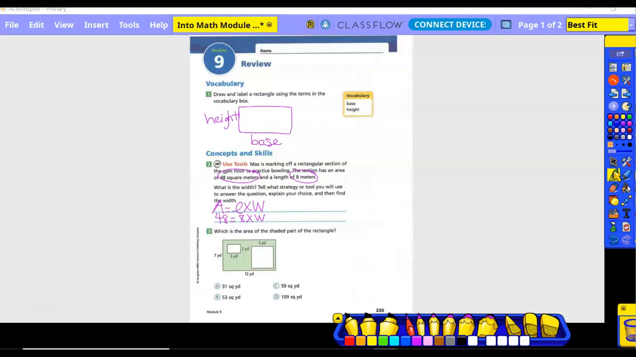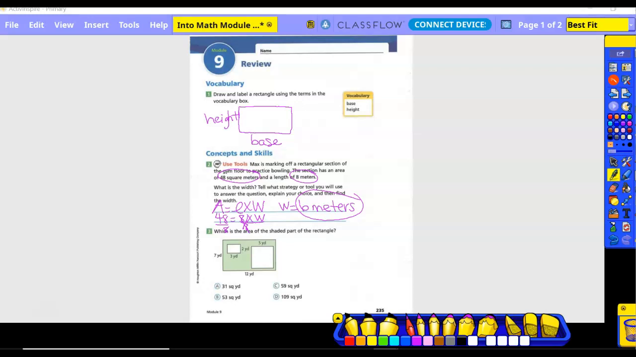The opposite. So to get W by itself, I'm going to divide by 8 on one side, divide by 8 on the other. So W equals, what is 48 divided by 8? 6. So 6 what? Is it square meters or just meters? Meters, because we already had the area. We're just finding a part and it's not square.